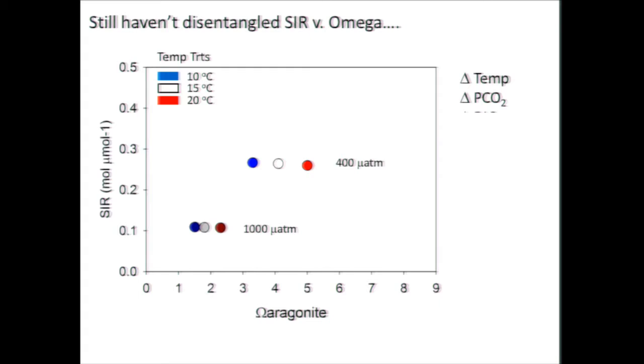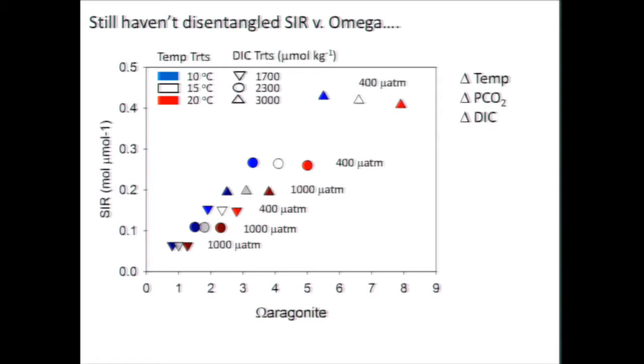So then we still haven't disentangled SIR and omega, right? Here's one way to do that. If we took a certain seawater and just changed the temperature at 400 microatmospheres, we see that the SIR is temperature insensitive, but saturation state is not. We can add CO2, so we can create a couple of conditions where we have constant SIR and varying omega, but it's hard to get these things to line up.